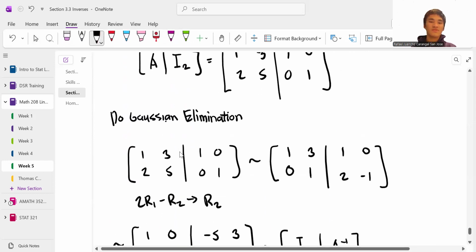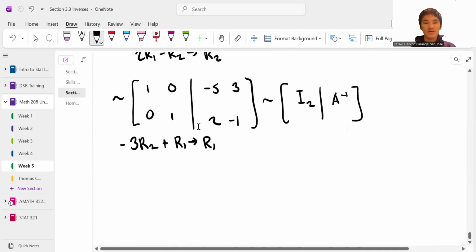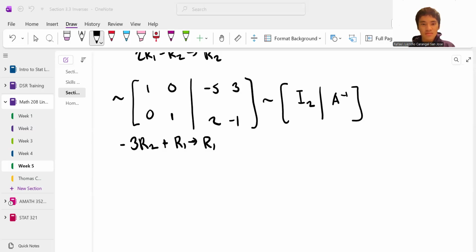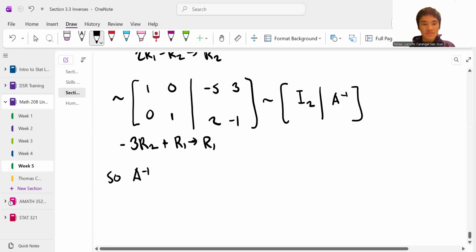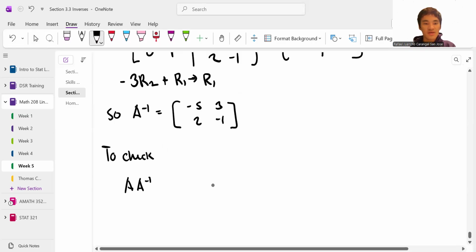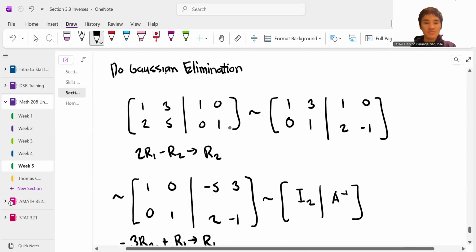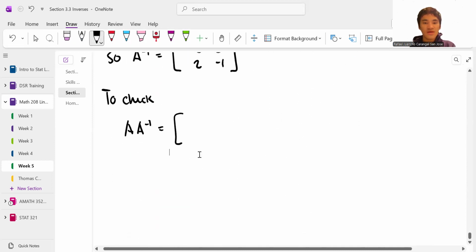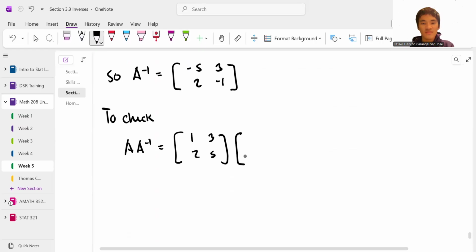So that's one thing, right? We've done Gaussian elimination. So now we know what the inverse of this guy is going to be. So the inverse is this one. And to check, we multiply A with the inverse. And so we could do 1, 3, 2, 5. You multiply that to -5, 2, 3, -1.